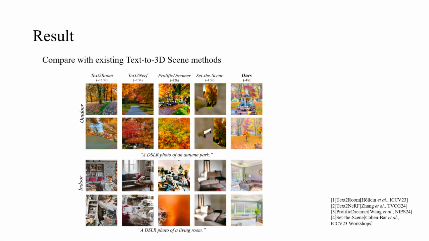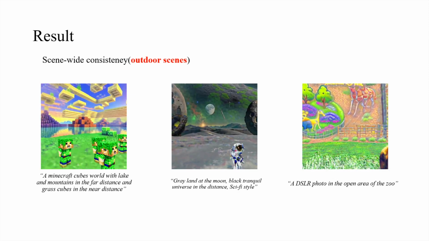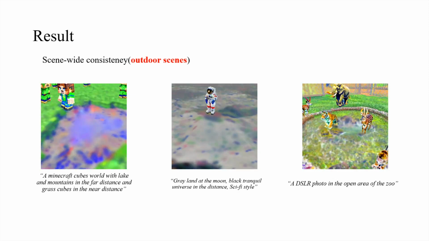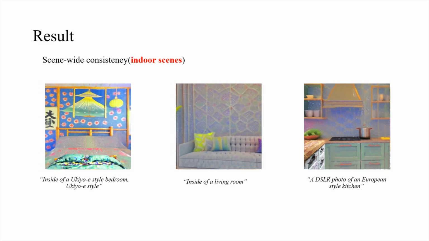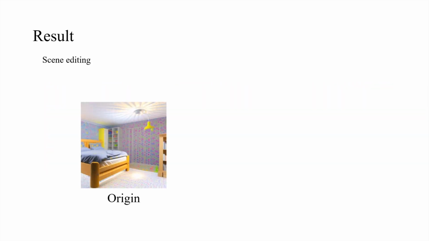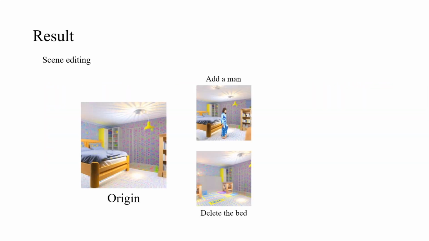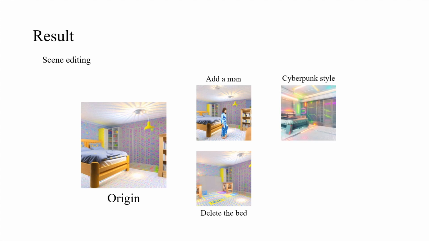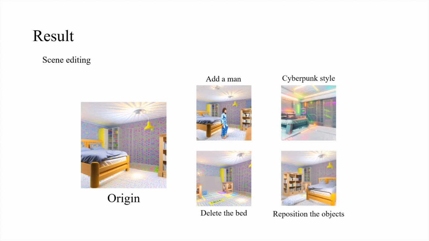This is a comparison of DreamScene with other scene generation methods, demonstrating that we have excellent generation quality from any viewpoint. These are the results of DreamScene's outdoor scene generation. These are the results of DreamScene's indoor scene generation. These are editing results of DreamScene, showing that it can flexibly add or remove objects in the scene, change the scene style, or modify the scene structure.